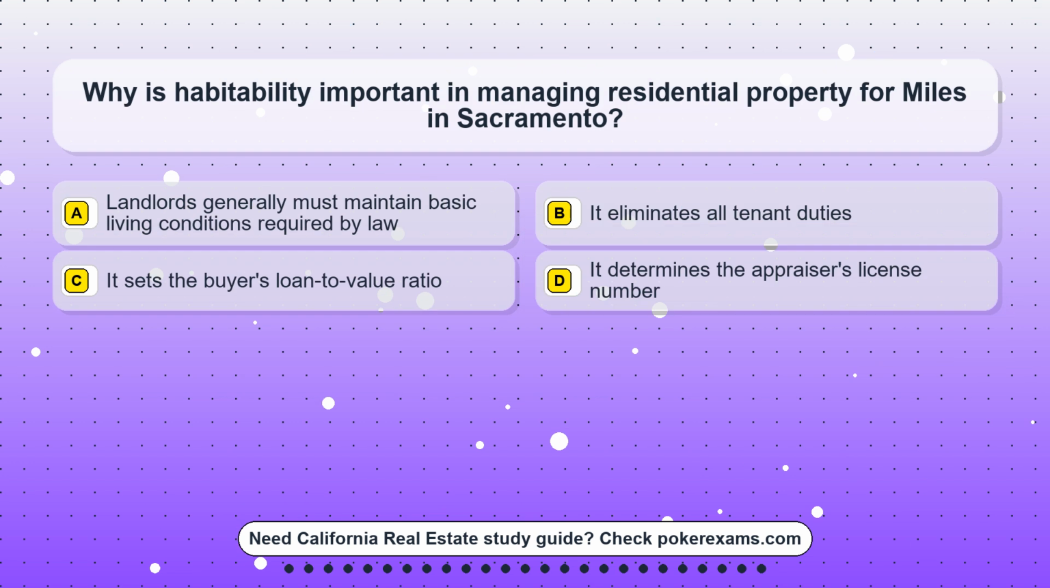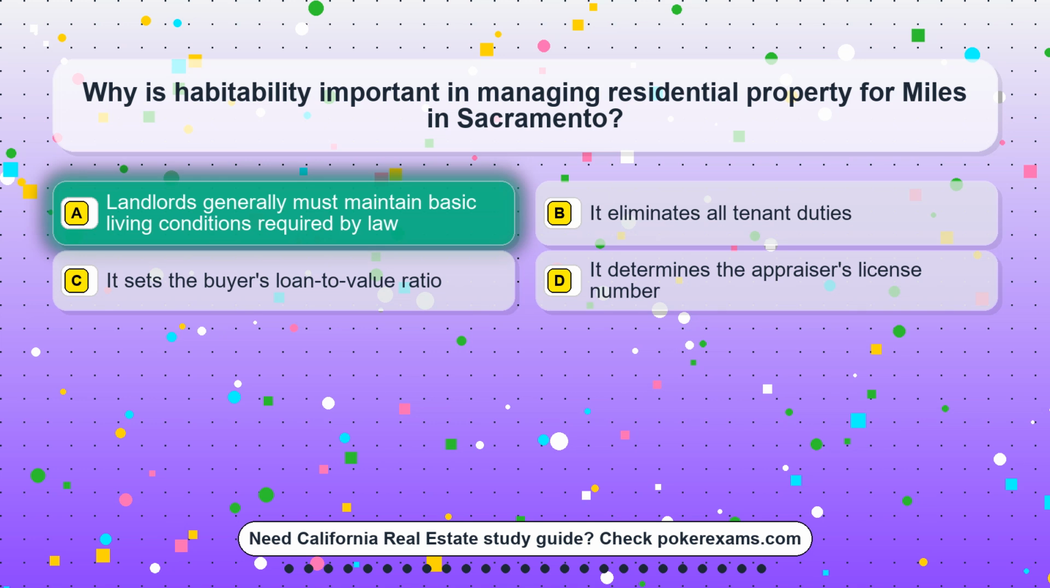Question 14. Why is habitability important in managing residential property for Miles in Sacramento? Option A, landlords generally must maintain basic living conditions required by law. Option B, it eliminates all tenant duties. Option C, it sets the buyer's loan-to-value ratio. Option D, it determines the appraiser's license number.